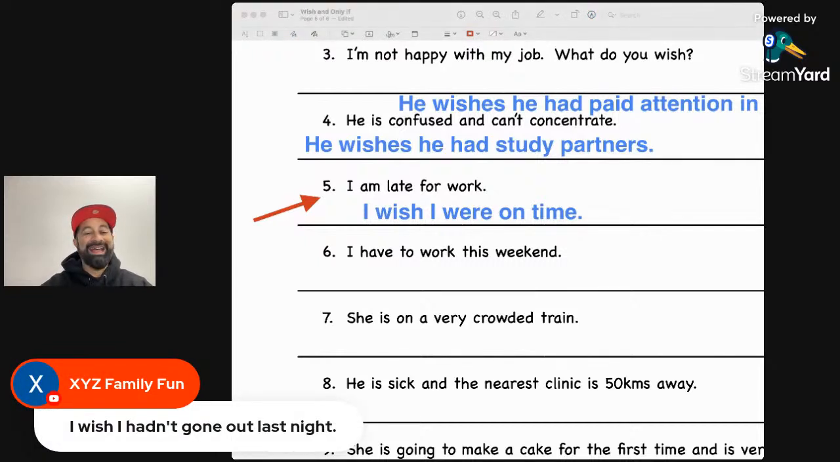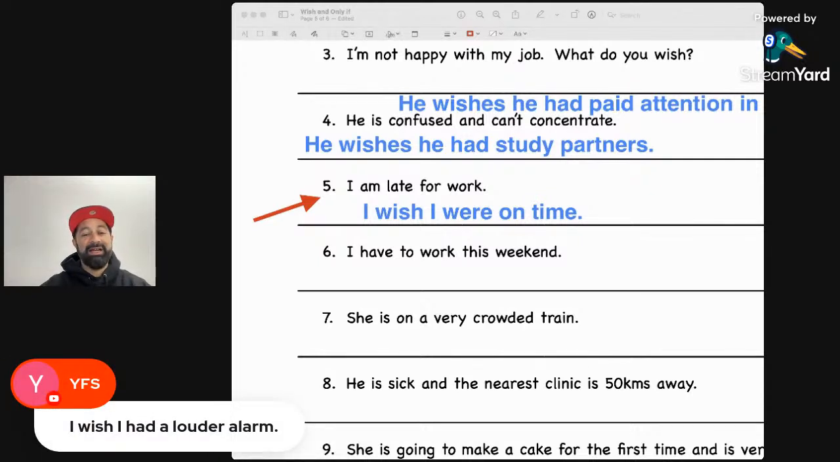XYZ, I wish I hadn't gone out last night. Perfect. Yeah. So now this is a wish regarding a past action. So I wish I hadn't gone out last night. Reality is you went out. Maybe that's why you can't wake up. That's why you're late. So I wish I hadn't gone out last night.